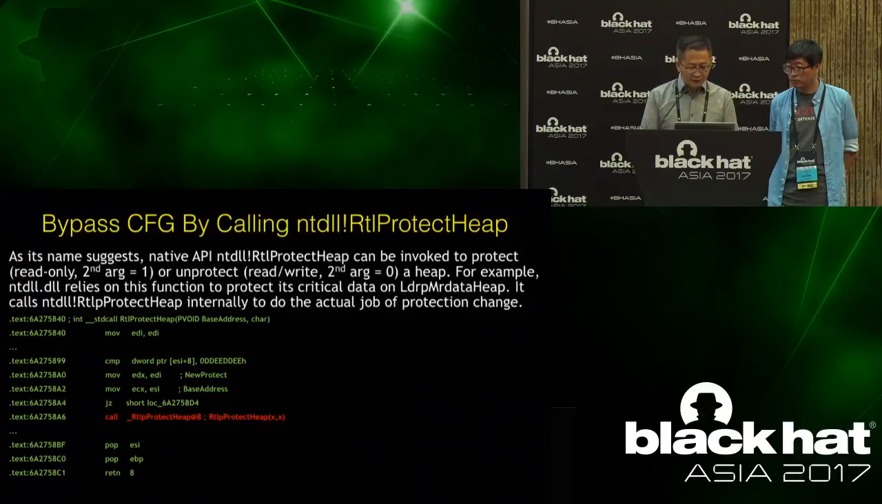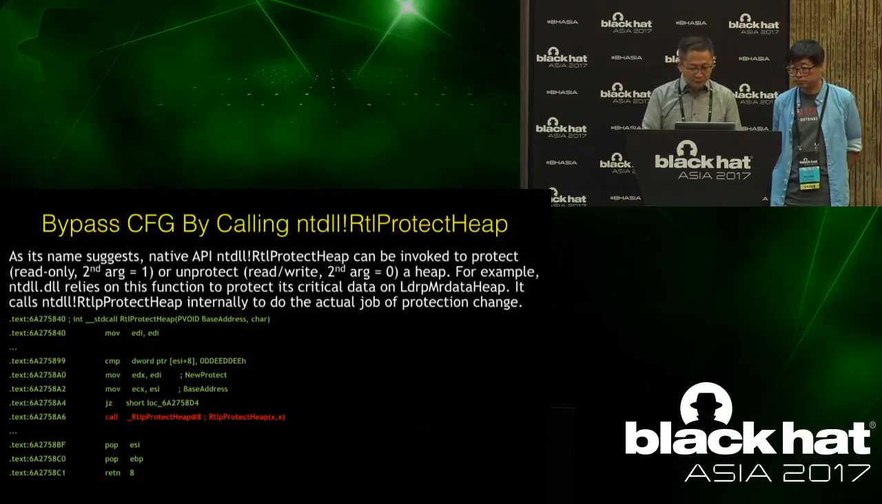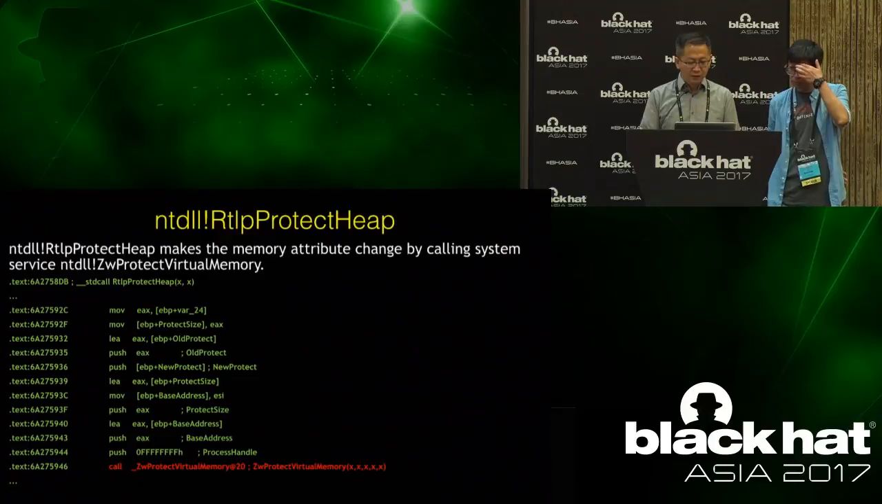The internals for this are as follows. You can see it has two parameters, and it calls RtlpProtectHeap to do the actual work. Now let's continue to get into this function. RtlpProtectHeap ultimately calls ZwProtectVirtualMemory to change the memory property.